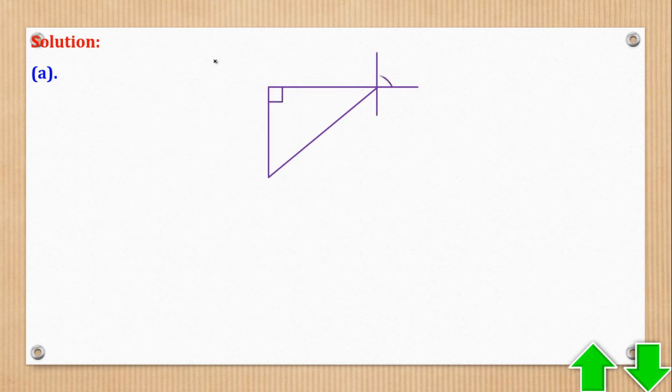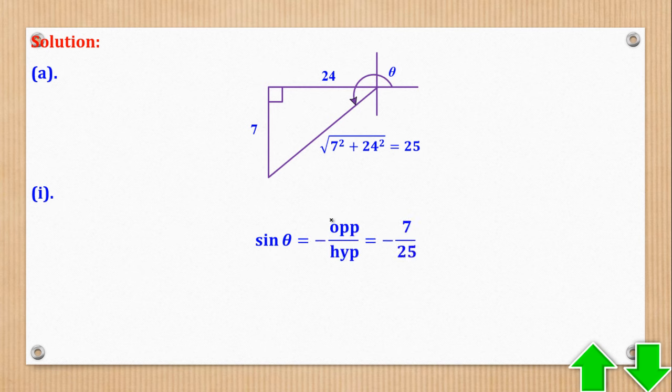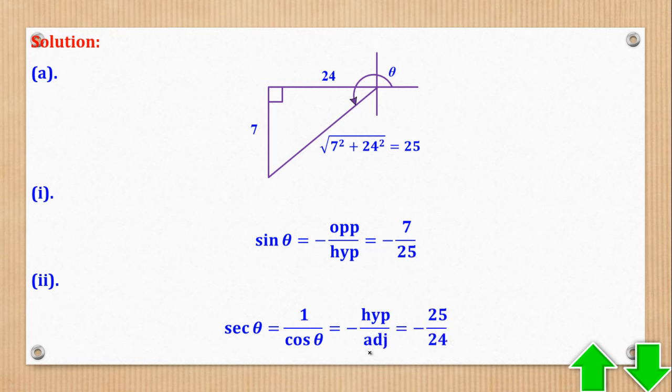So we shall come and draw a triangle in the third quadrant. Opposite, adjacent. So this can be got from Pythagoras. Then I can now get the value of sine. Sine is negative in the third quadrant, so it will be negative opposite over hypotenuse. Sec is the reciprocal of cos, so 1 over cos, it will become negative hypotenuse over adjacent. And that's what they wanted.